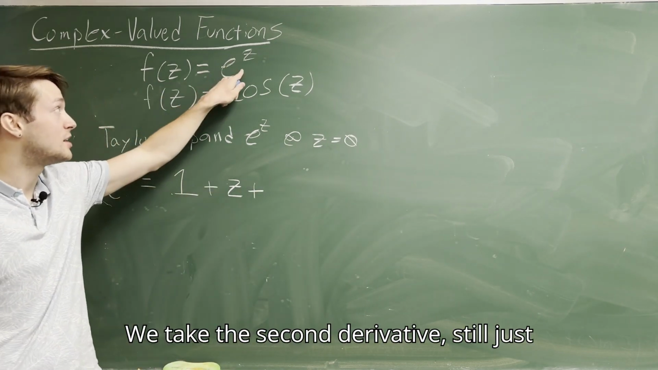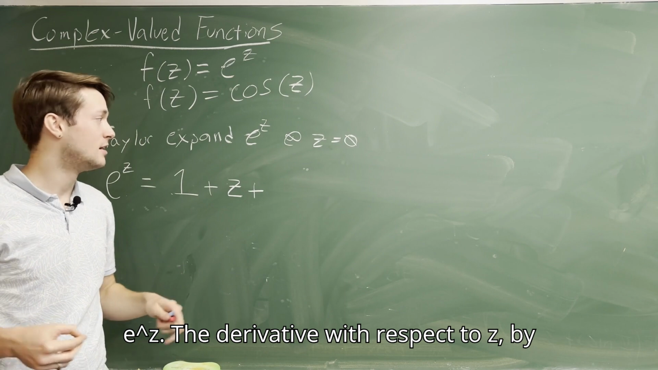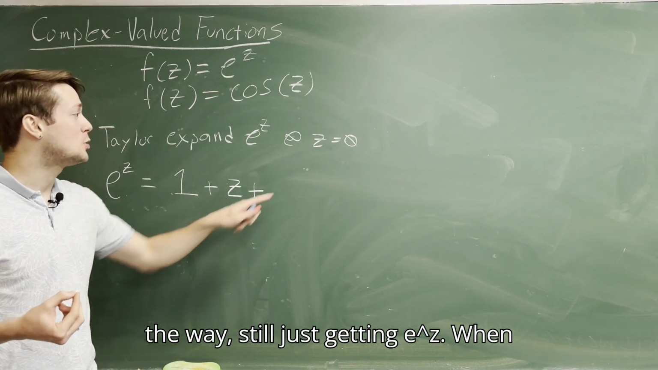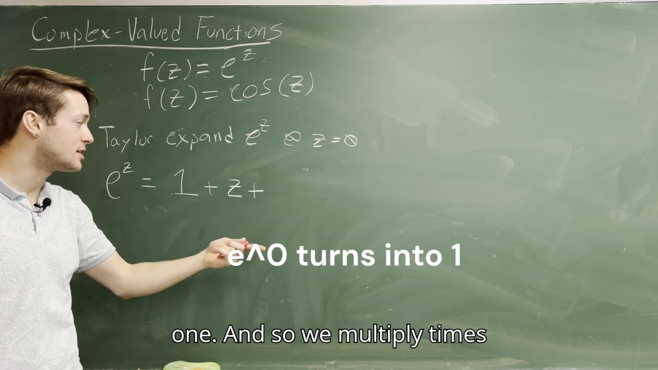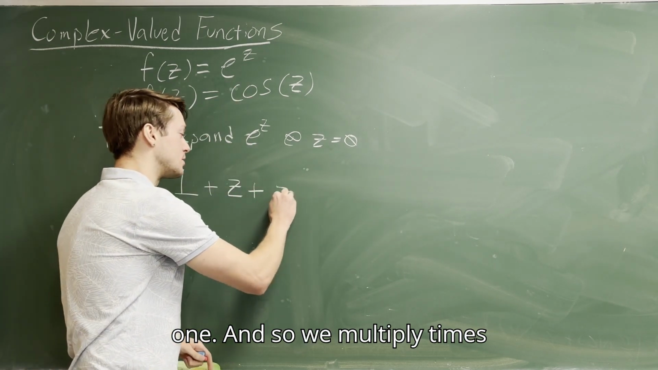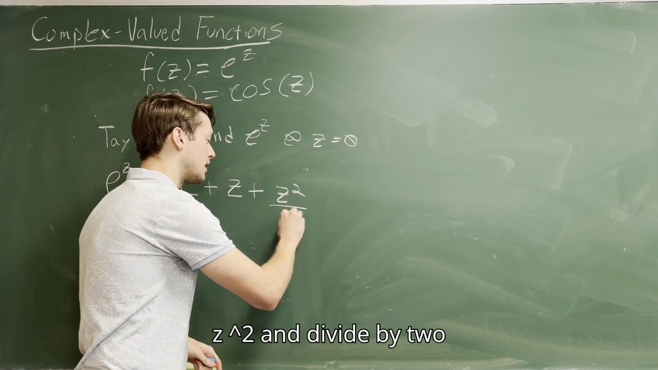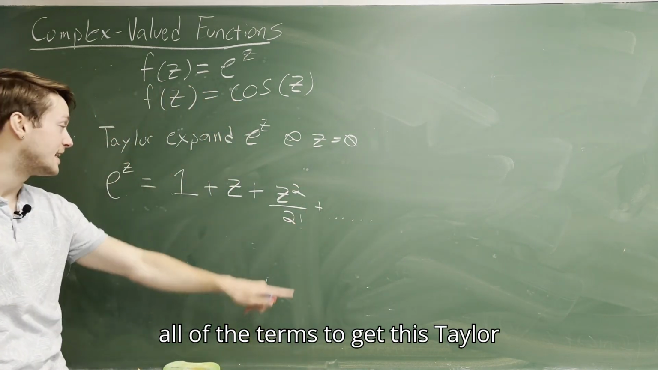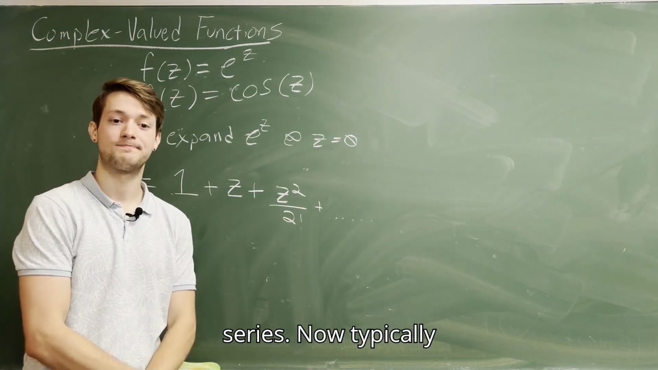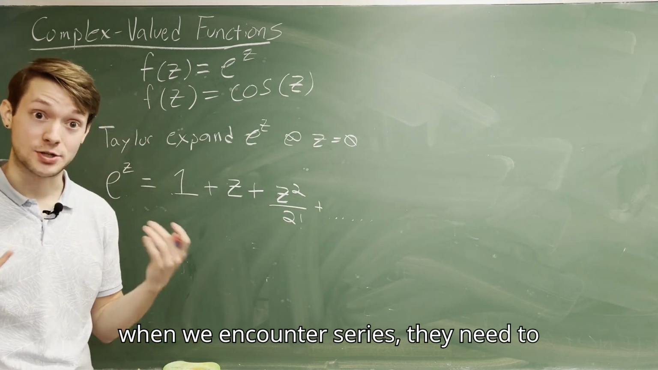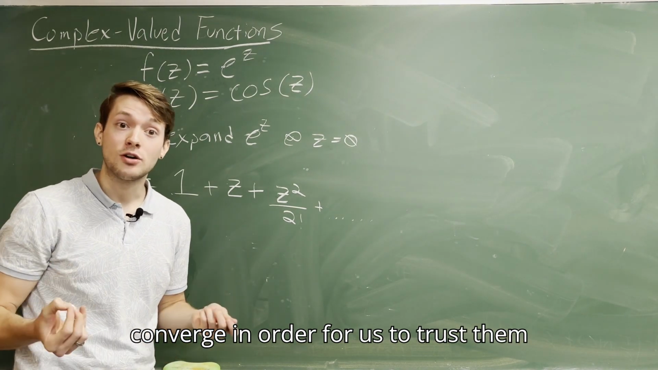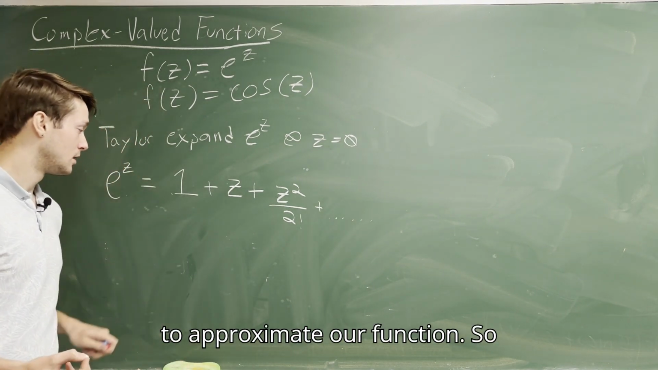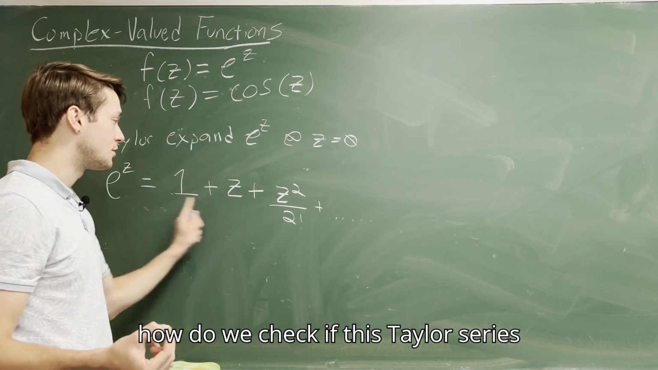We take the second derivative, still just e to the z, the derivative with respect to z, by the way. Still just getting e to the z. When we evaluate it at 0, that turns into 1, and so we multiply times z squared and divide by 2 factorial. And we could keep going with all of the terms to get this Taylor series. Now, typically when we encounter series, they need to converge in order for us to trust them to approximate our function. So, how do we check if this Taylor series converges?